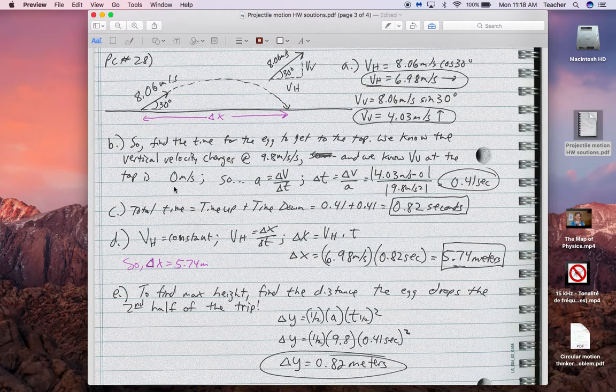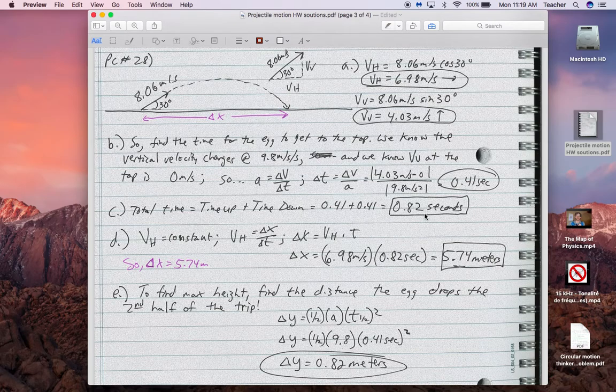And we know at the tippy top of that path, the vertical speed is 0. So I can use this and rearrange it to figure out the time it takes to get to the tippy top. So initial speed upward, final speed at the tippy top, rate of change of speed is my acceleration, and I get 0.41 seconds up to the top. So the time up plus the time down is the total time, that's 0.82 seconds.